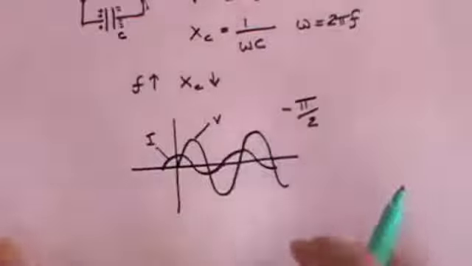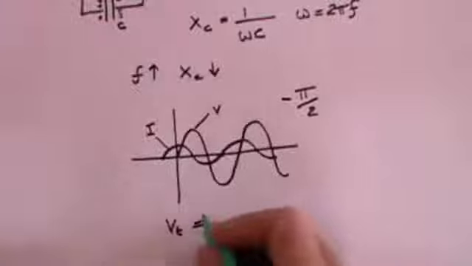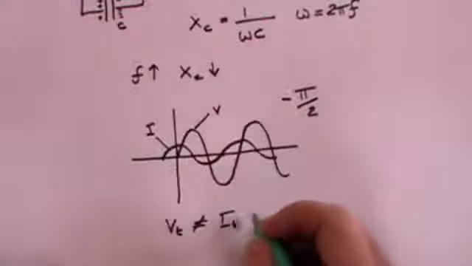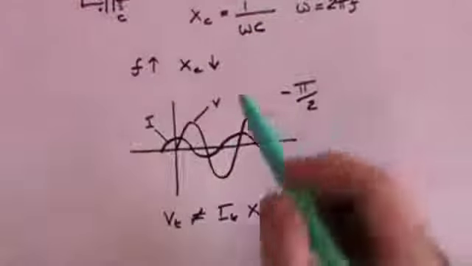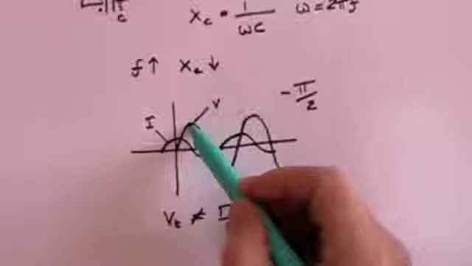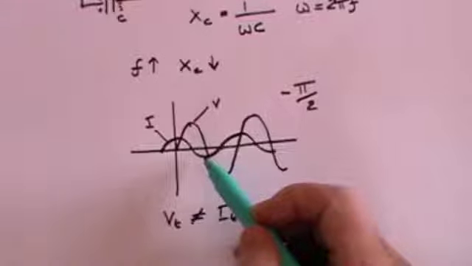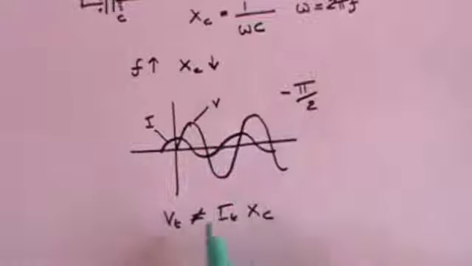And what you can also see from this is therefore that the voltage at time t most emphatically is not equal to the current at time t times the reactance. That is no longer true, because when the voltage is at its maximum, the current is 0. And when the current is at its maximum, the voltage is 0. So this certainly, voltage no longer equals the current times the reactance for any given time.